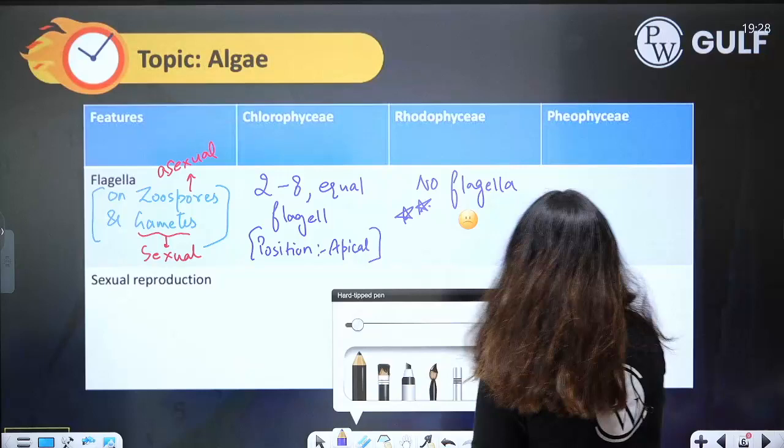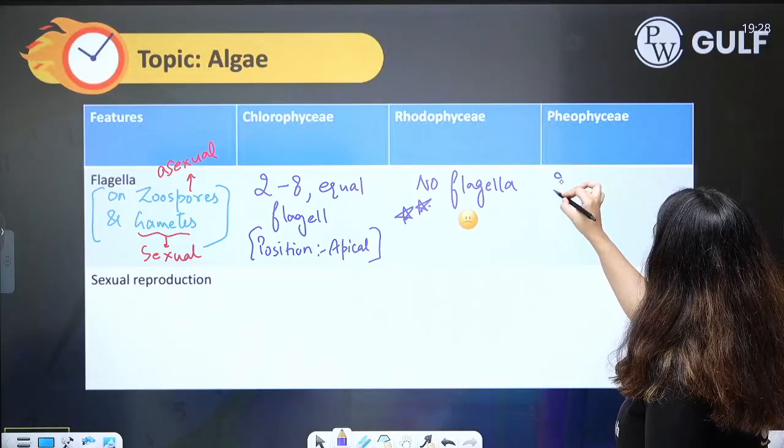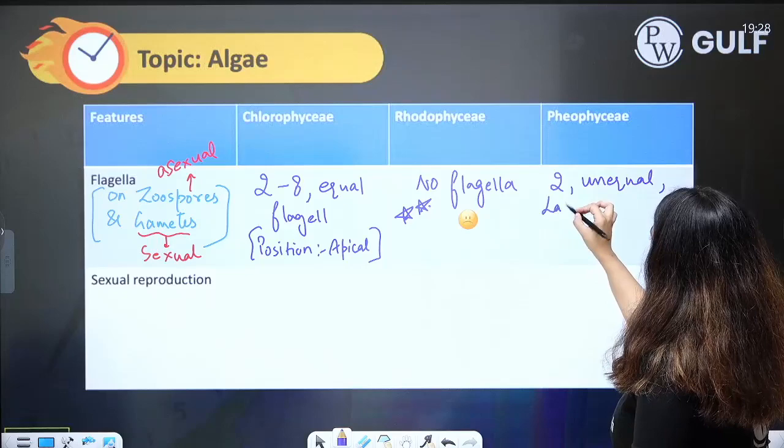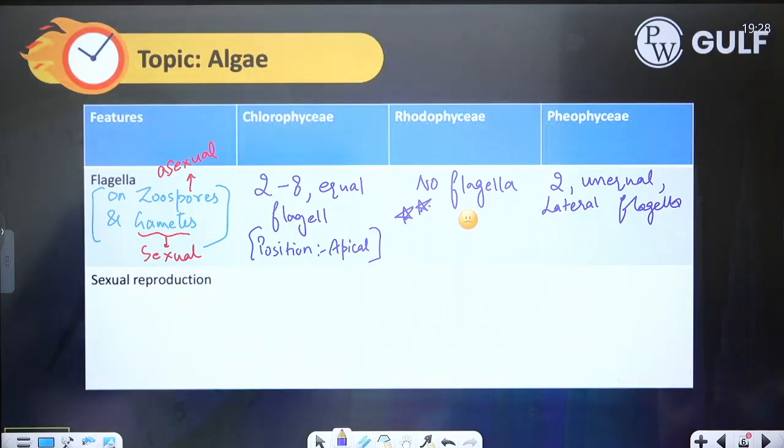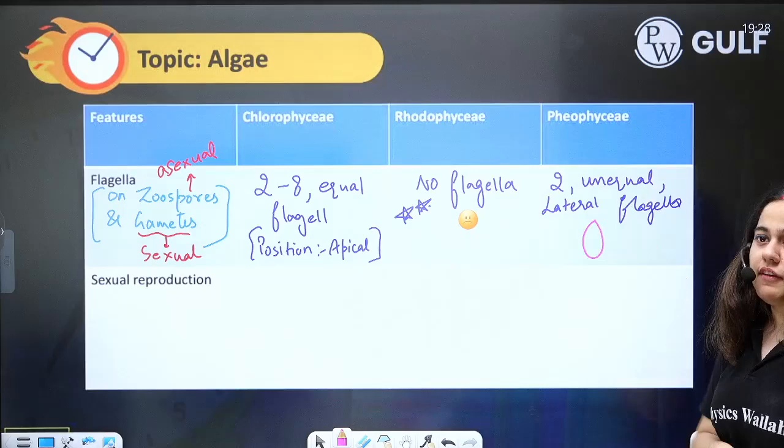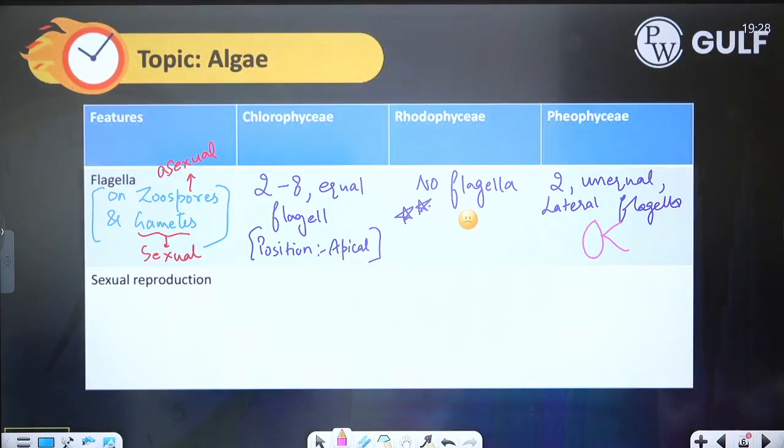Now, coming to the cells of brown algae, they have two unequal, laterally present flagella. They have lateral flagella, which means flagella are present here, like this. And the cell is pear-shaped.